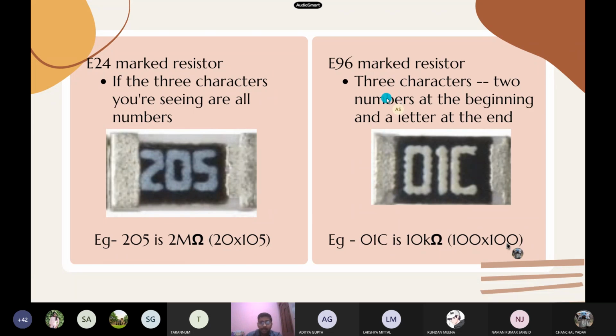Talking about the E96 marked resistors, here there are two numbers followed by an alphabet. Both have different coding which you can search on the internet. For example, 01 represents 100 and C also represents 100. So we have 100 times 100, which is 10 kilo ohm.